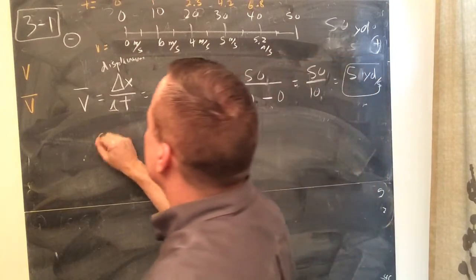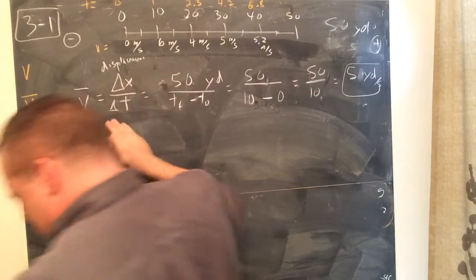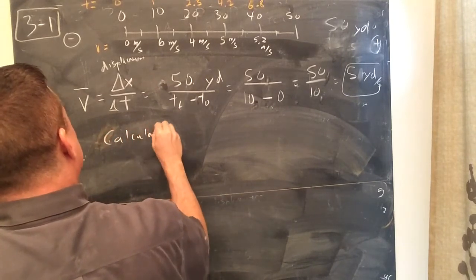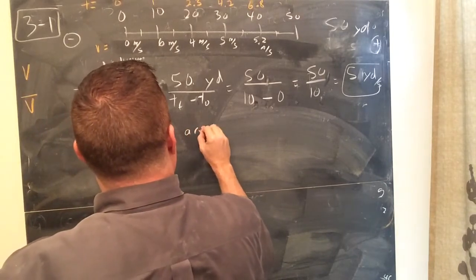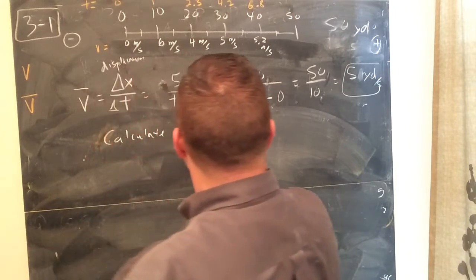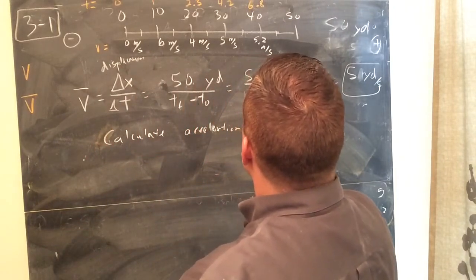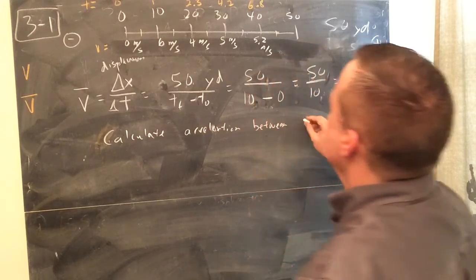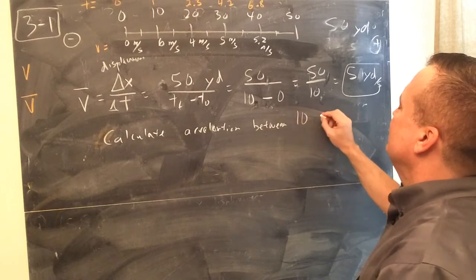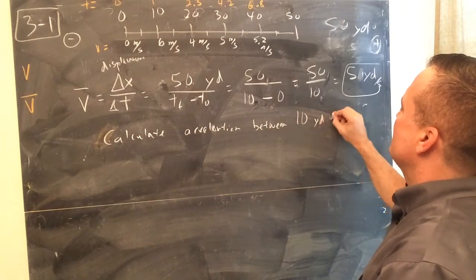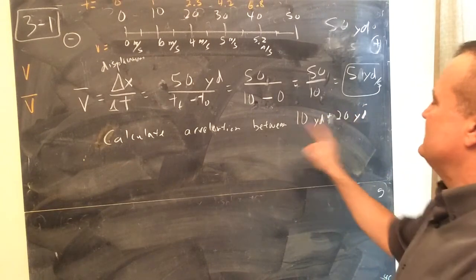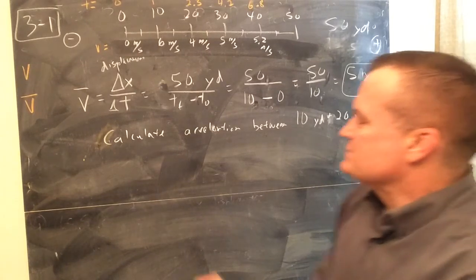So calculate, not with the orange. Calculate acceleration between, we'll just say, 10 and 20. 10 yard and 20 yard. Now we don't use yards in this class, but we are right now. Between 10 and 20, what was the acceleration? Okay? So here's what you do.